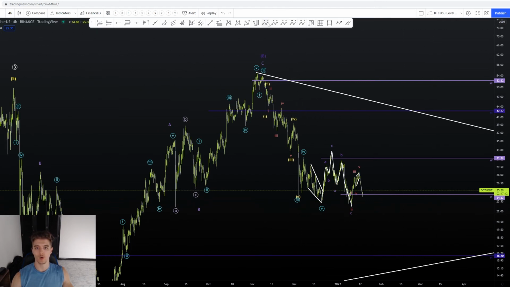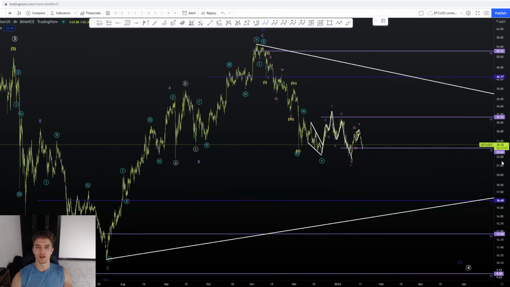And especially, if this is a wave A and a wave B, I'll be looking to short the top of the wave B. So that's basically my take on DOT right now in terms of Elliott waves and how I'm looking at it.